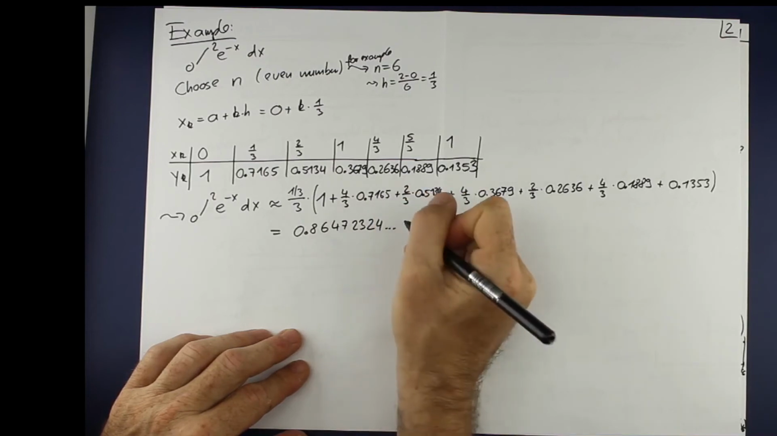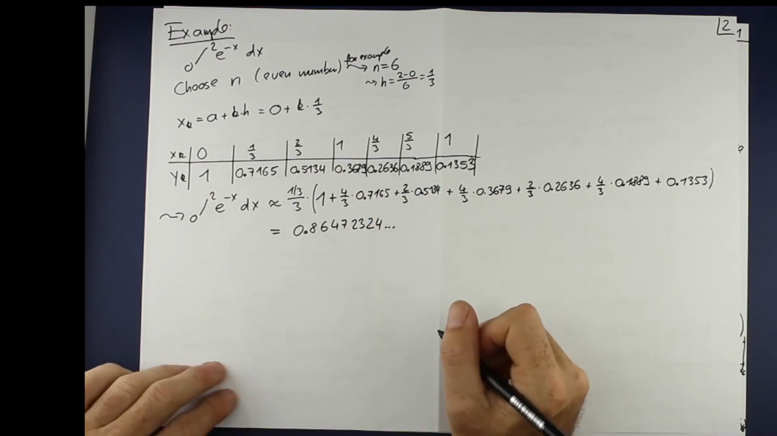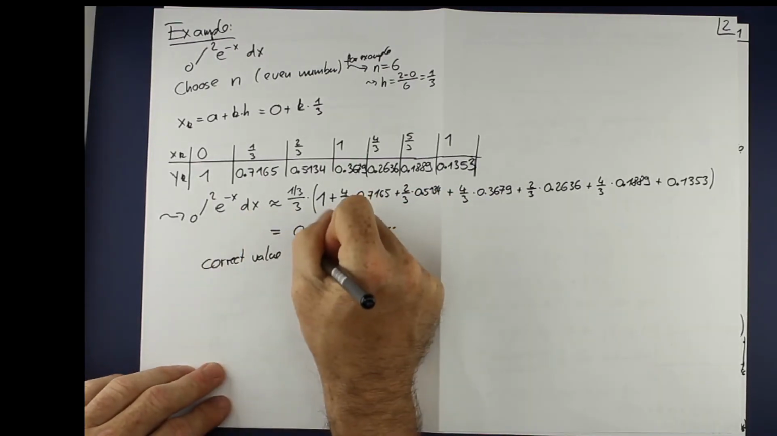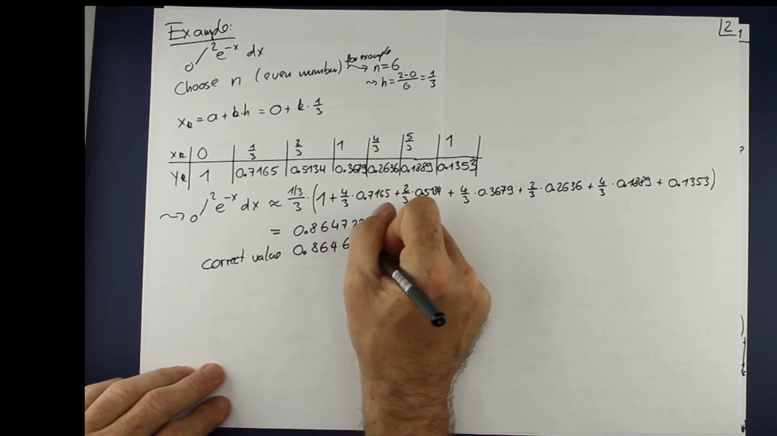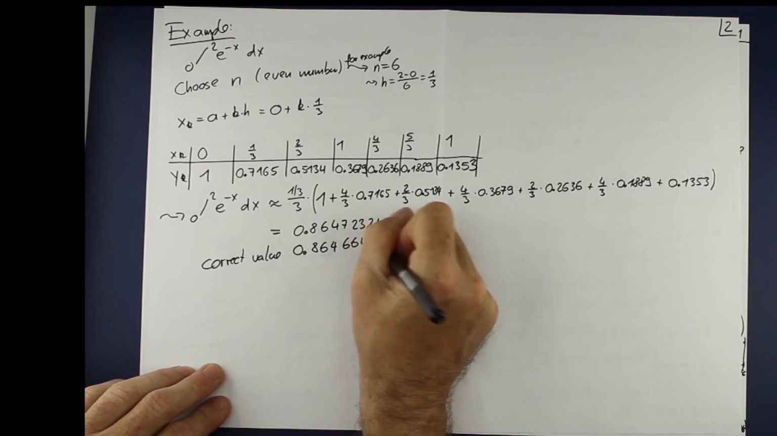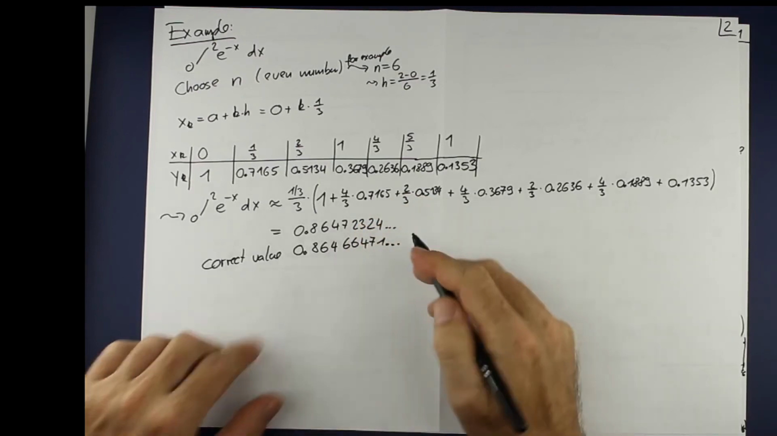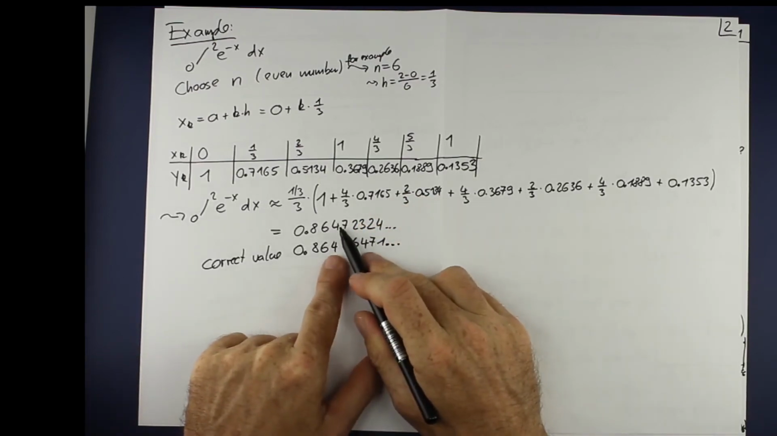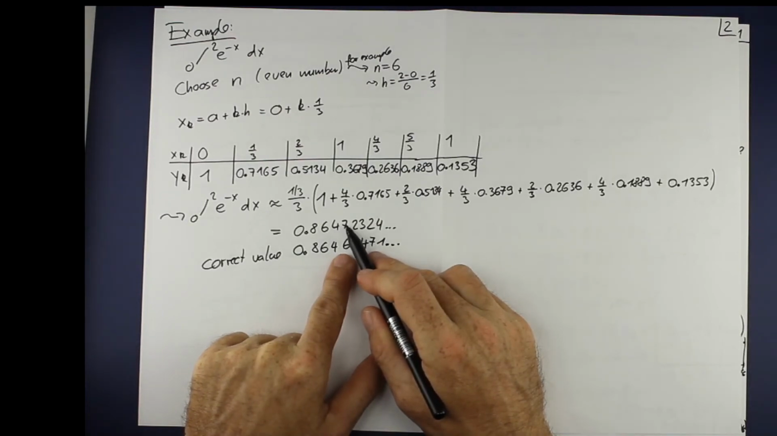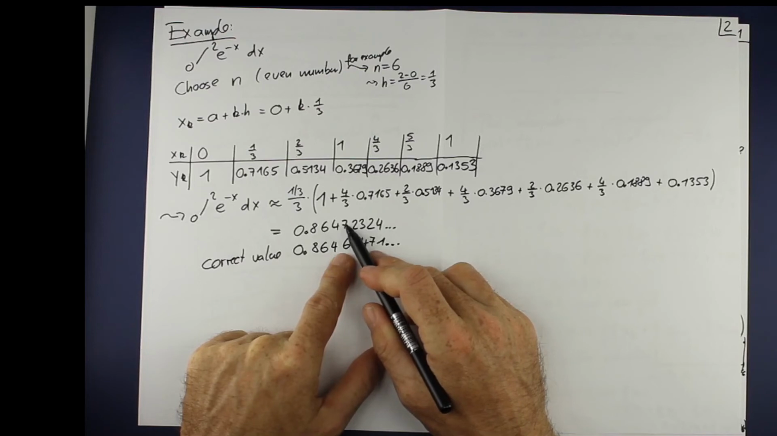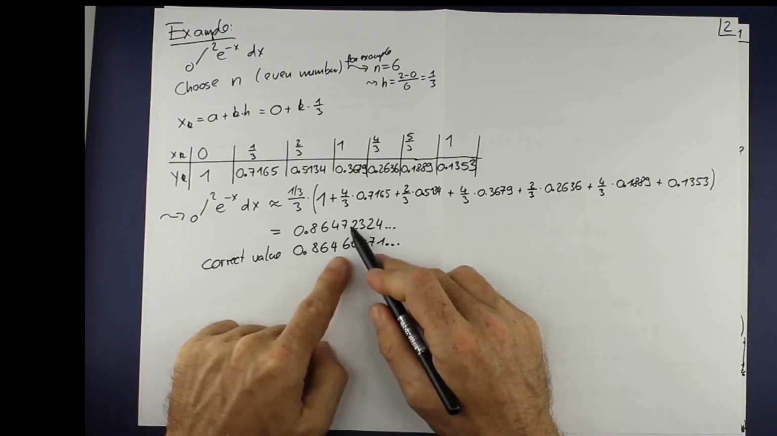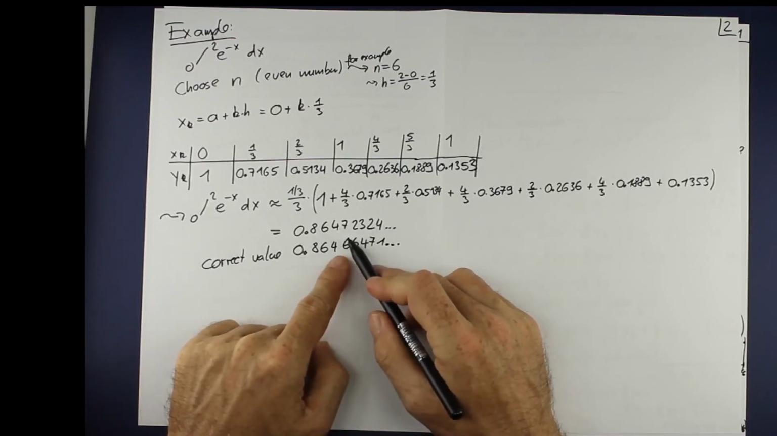0.86472324. And what is the correct value? The correct value is 0.8646647. And so we are correct. If rounded to 4 digits after the decimal point, we are correct to this 4th digit after the decimal point. And so we have a wonderful approximate value.